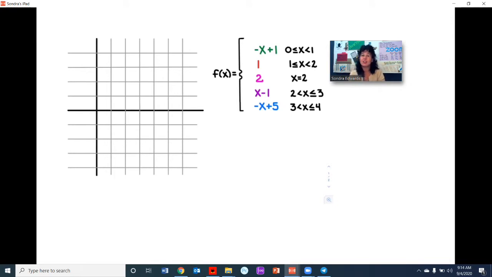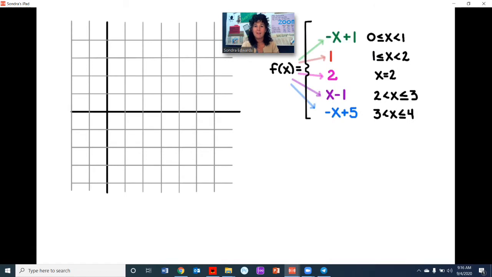There's lots of ways that you can tackle graphing piecewise functions, but the way I like to think of it is just like the name, graphing pieces of functions. F of x in this case is like 5 little mini equations. Let's start by graphing the first one.